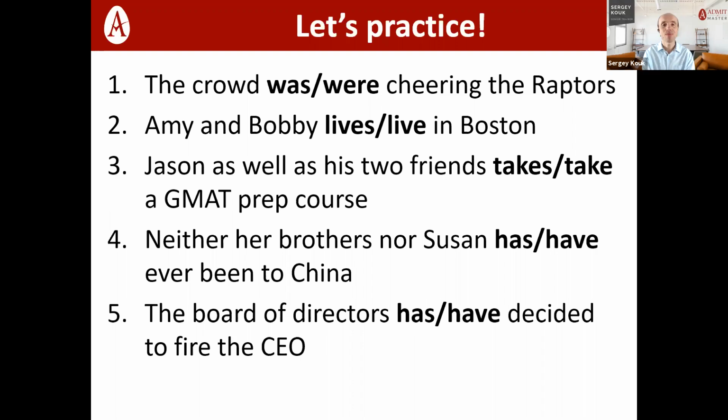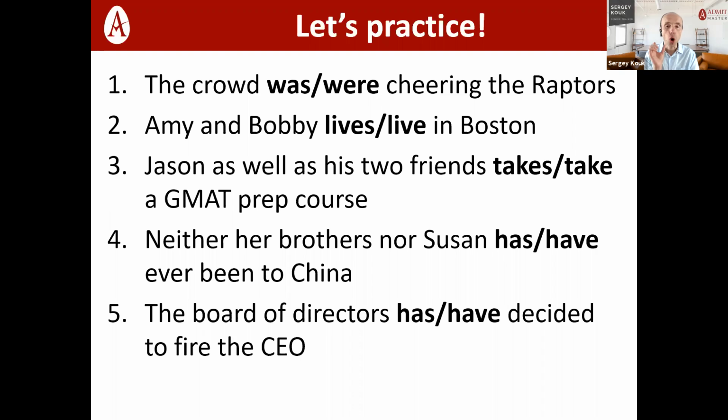The next is even more interesting. Neither her brothers nor Susan has or have ever been to China. Most people said have. The right answer is actually has. This is a different rule because there is no list, there is no and, and instead we have the or. So it's either brothers or Susan, or neither brothers nor Susan. Grammatically, it means the same thing. Obviously, it means a different thing, but grammatically it is the same. What this means is that technically, it's either brothers or Susan that have been to China. And if it were brothers, then we should have used have. And if it were Susan, we should have used has.